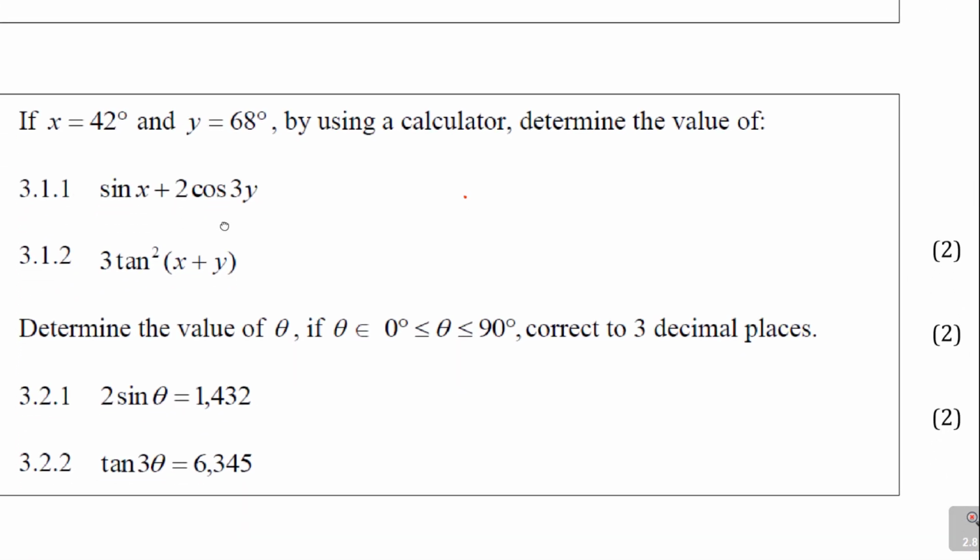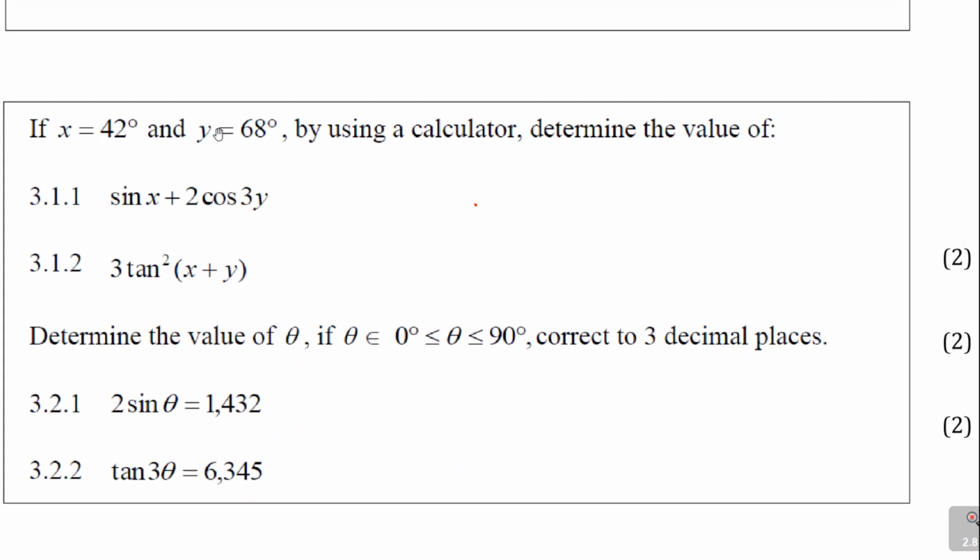A different kind of way they ask: if x is that and y is that, by using a calculator determine the following. Where there is x, you put 42. Where there is y, you put 68. Be careful now, it's 3y, so you cannot say 368. You put a bracket there because it's 3 times y. The 3 and the y are multiplying. Alright, same thing.